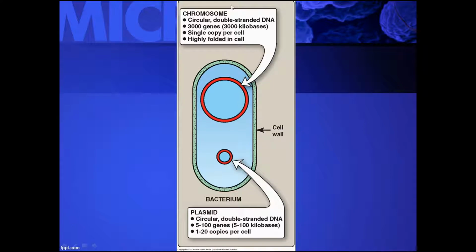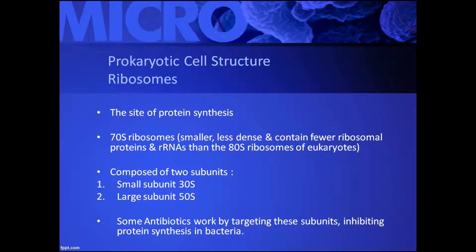This is the comparison between the chromosome and the plasmid. Both have circular double-stranded DNA. The chromosome has around 3,000 genes, while the plasmid has around 5 to 100 genes. There is a single copy of the chromosome per cell, while the plasmid can be up to 20 copies per cell. Okay, so the ribosomes are the site of protein synthesis.